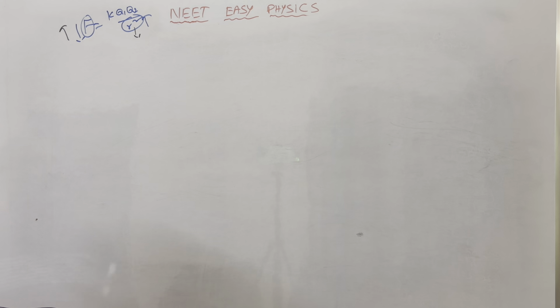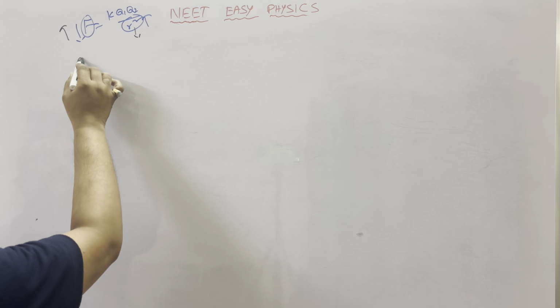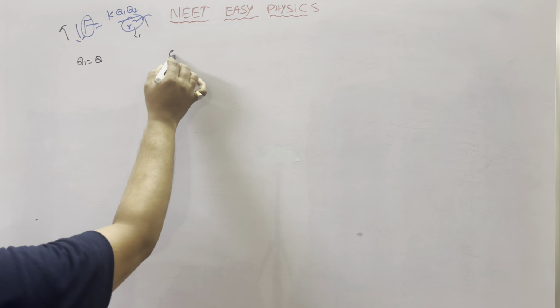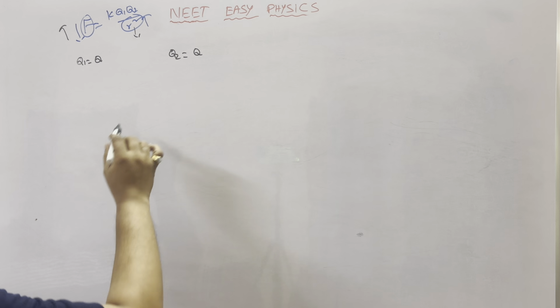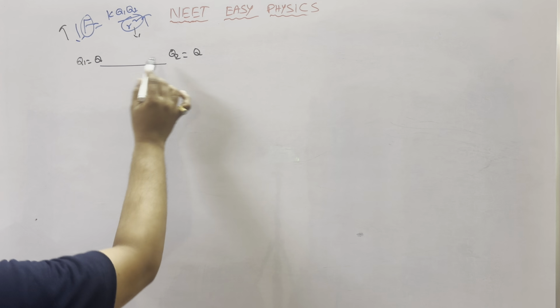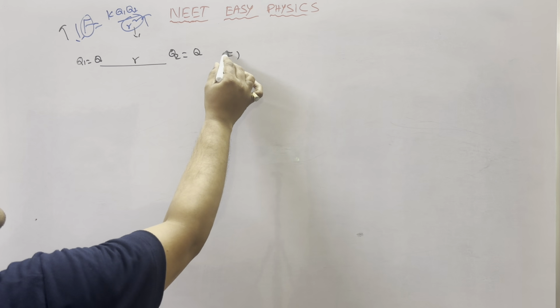Next, we will see a similar question. Two charges they will give. Q1 is equal to Q, Q2 is going to be Q. So the force between them when separated by some distance R, the force between them is F.